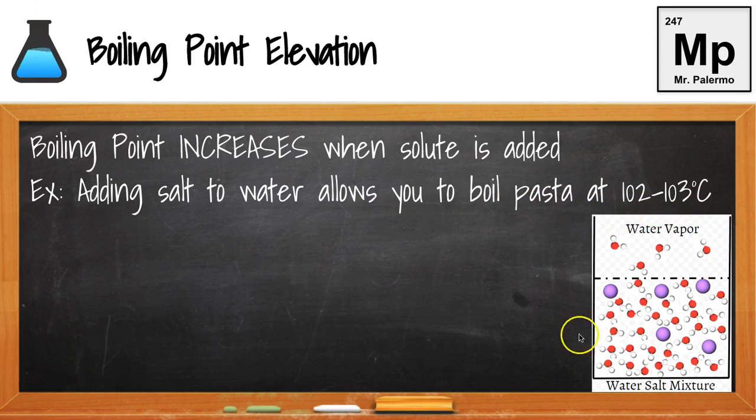Well, let's look at this very oversimplistic diagram here. And so we have our water salt mixture, and you can see these solute particles are interfering with water's ability to quote-unquote escape into the gas phase. What it's really doing is it's lowering our vapor pressure because we have fewer water molecules in the gas phase, and a lower vapor pressure means that we'd have to have a higher temperature to get this substance to boil. So the boiling point will elevate a few degrees Celsius.